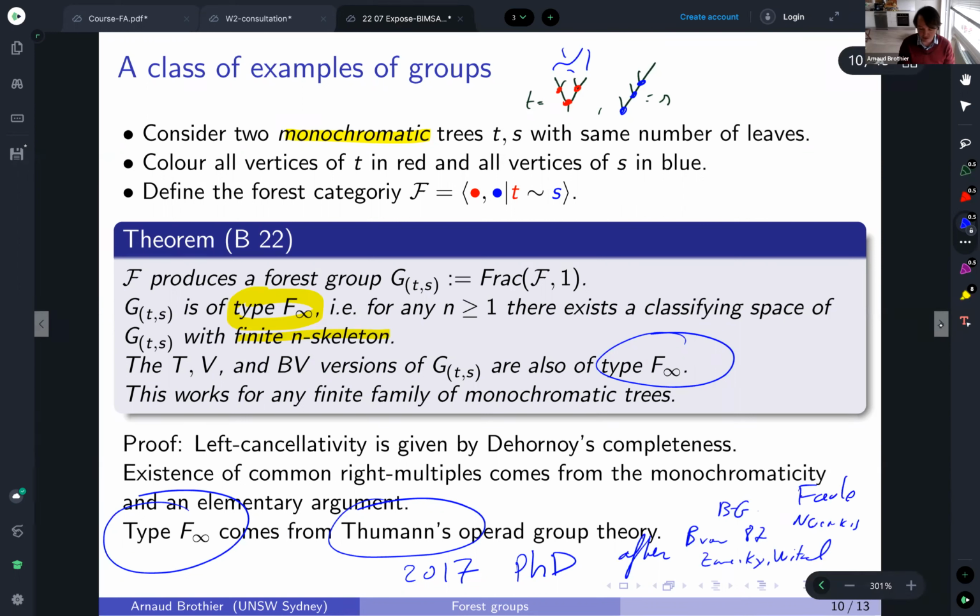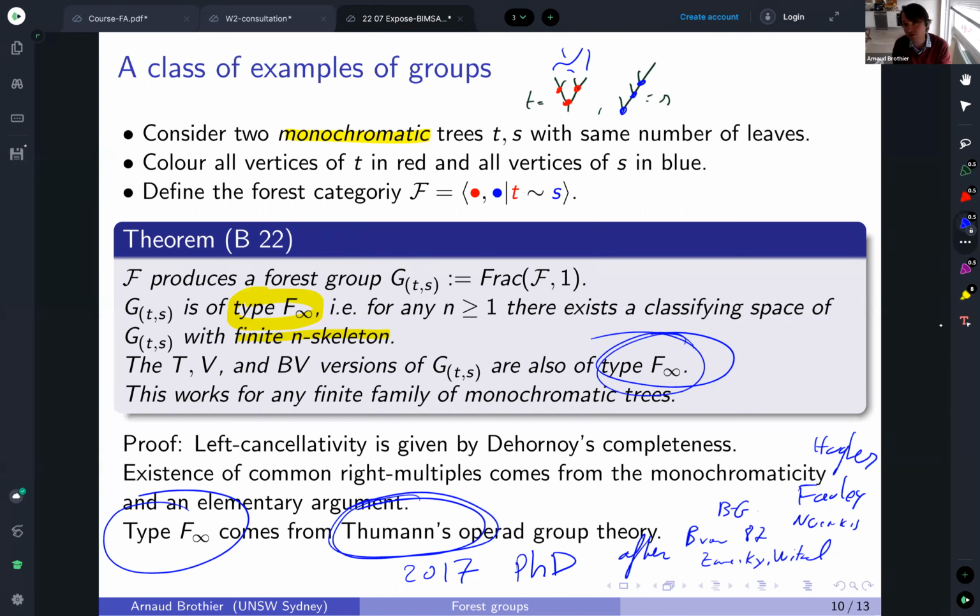Farley also, who did a big thing. I cannot cite everybody, but a lot of people in group theory, over more than 30, 35 years, gave tons of theorems and new techniques to prove that groups that look like Thompson are of type F infinity. And Thumann managed to do a synthesis of them using category theory and to encompass in one single framework a lot of these accomplishments. And I could extract from his theory what I needed to prove that all my groups, all these groups at least, are of type F infinity. So that's what I did.